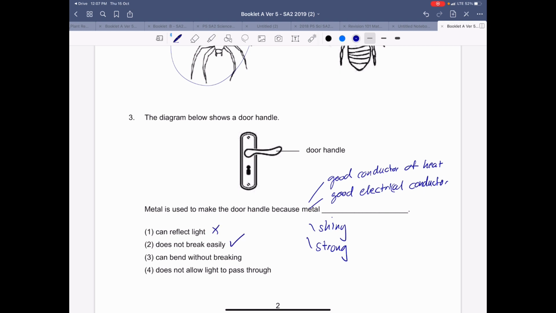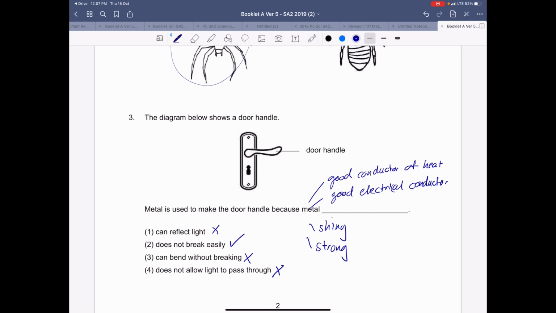Yes, possible, but let's take a look. It can bend without breaking. Okay. Yes, that is also true. Oh no, sorry, not true. My apologies. It does not allow light to pass through. I mean, that's true, but it's not useful in this case. Now, if you ask me, the option 2 and 3 actually look pretty similar, but they mean different things.